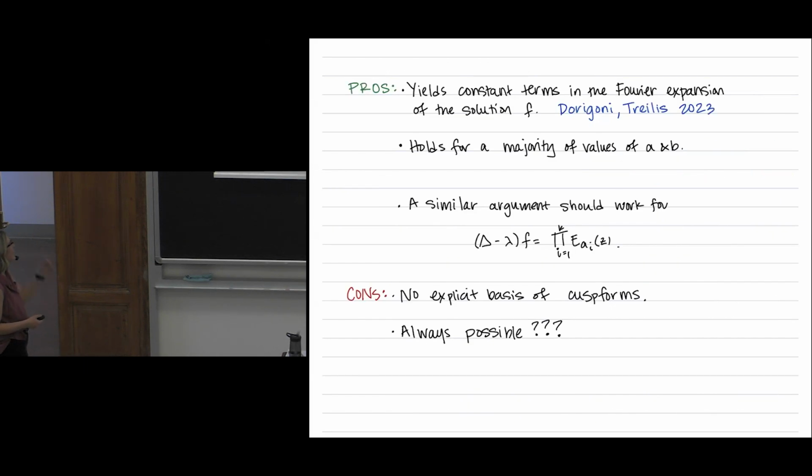Let's see. And of course, like I said, we can do this for a majority of A and B. And then a similar style argument, it doesn't matter really how many Eisenstein series, assuming we have a finite product on the right side, in principle works, it just becomes a matter of bookkeeping.